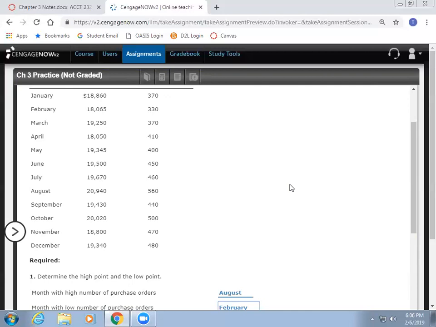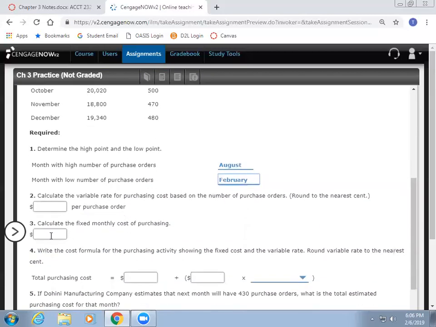And then I just subtract. So you should get 2,875 over 230. And what is my variable rate based on the high-low method then? Very good, $12.50. So that's the high-low method. So number 2, where it says calculate the variable rate, using that, it's $12.50 per purchase order.